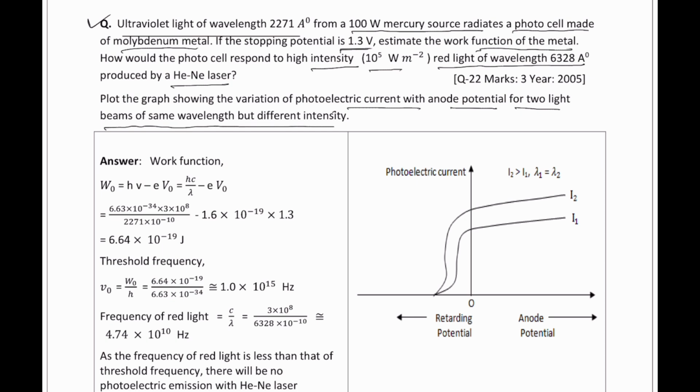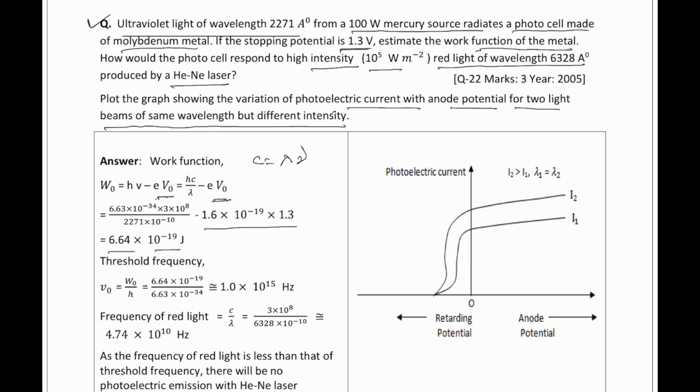but different intensity, correct. So we have work function equal to h nu minus h nu 0, which is stopping potential, e into V0, correct. So h nu is represented by c by lambda, because velocity is wavelength into frequency. V0 is the stopping potential, charge into potential is energy. So from this we find that this W0 is this much, 6.64 into 10 to the power minus 19 joule.